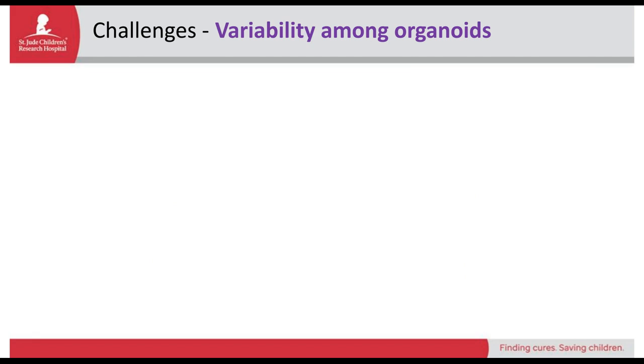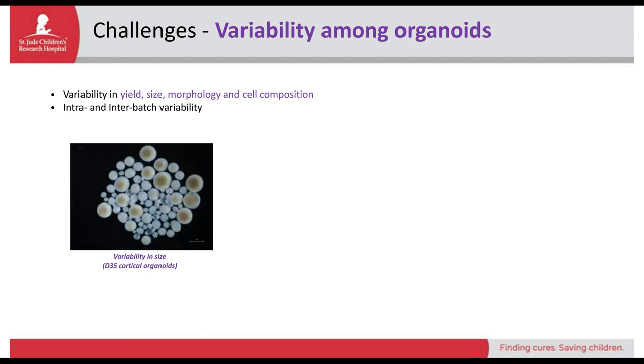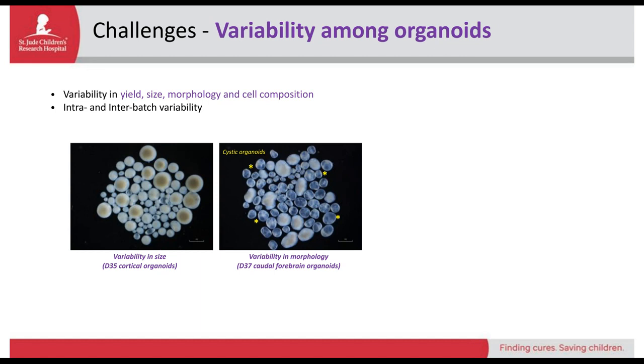Okay, a challenge, just like with iPS lines, the challenge in the organoid field is variability amongst organoids. Organoids generated within the same experiment, within the same batch, as well as organoids between independent experiments using the exact same protocol, can be quite variable. We have seen variability in yield. We've seen variability in size. For example, here we have a bunch of cortical organoids which are highly variable in size. We've seen variability in the morphology of the organoids.